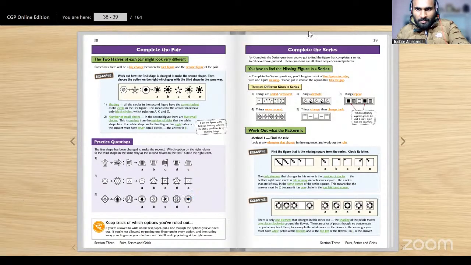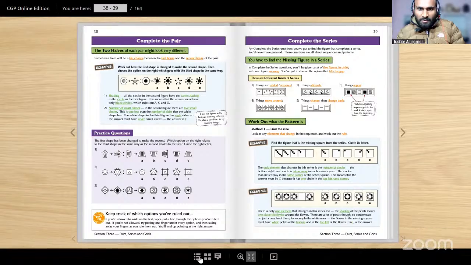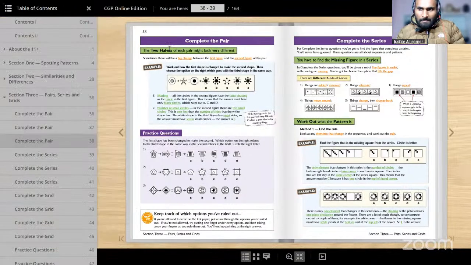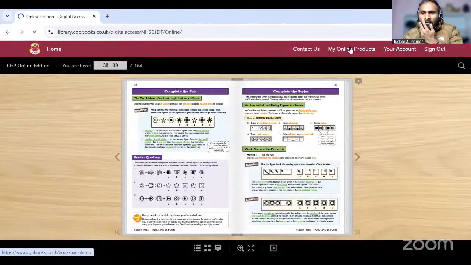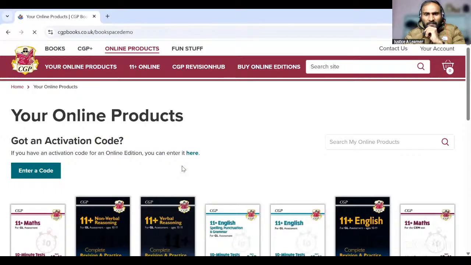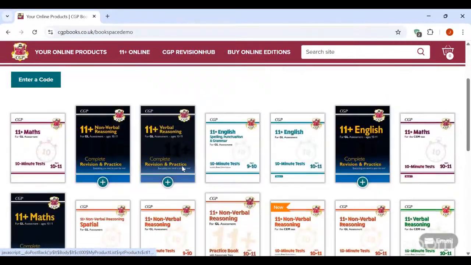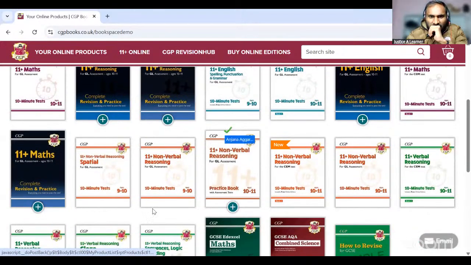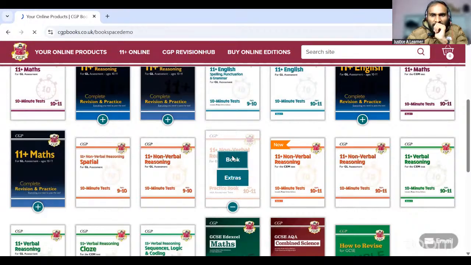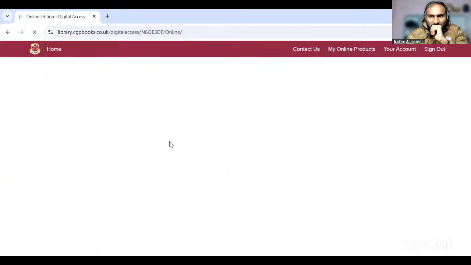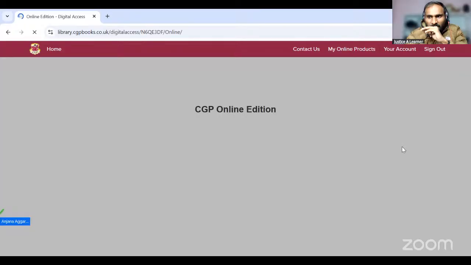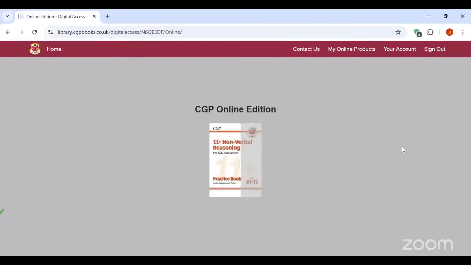Okay, so now you're tired. Let's wrap up the things. So let me give you homework. Which book were we doing? This one. Practice book. What topic? The same topic. Yeah.